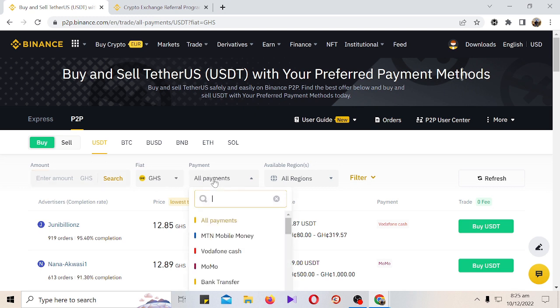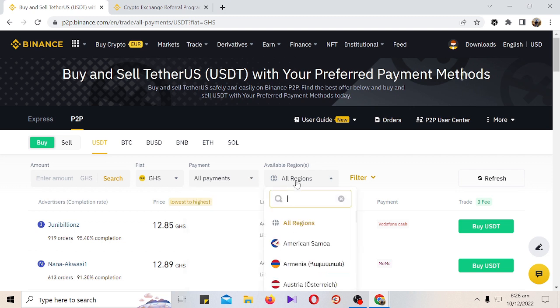You can also click on all payment methods. So in Ghana, these are the payment methods that we have. For me, I always use my MTN to buy using Binance P2P. So you can just select MTN here. If you select MTN mobile money, Binance is going to sort out those who only use mobile money to accept payment. Then we have regions.